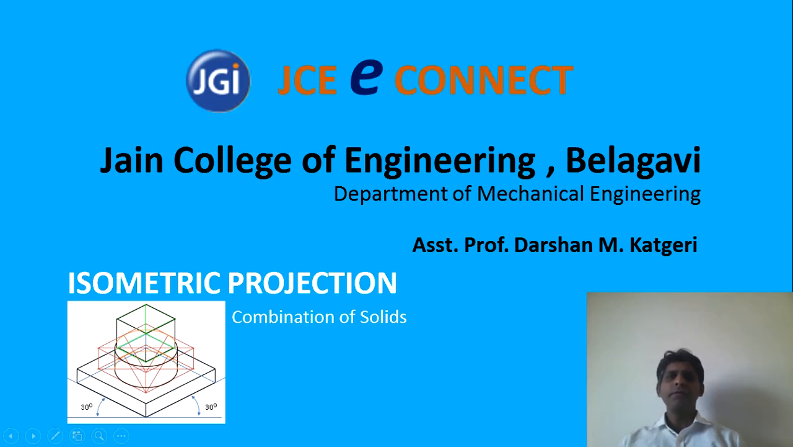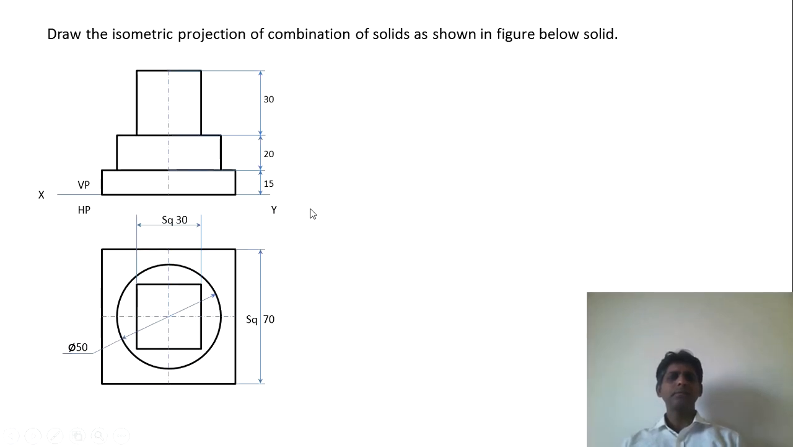In this video, we will be solving a problem on isometric projections. In that, we are going to solve a combination of solids, wherein we will be having three solids placed one on top of the other, and all of the axes of all of these solids will be in line, right? So we are going to solve this particular problem. So let us move on to the next slide and see what is the problem given and try to solve it.